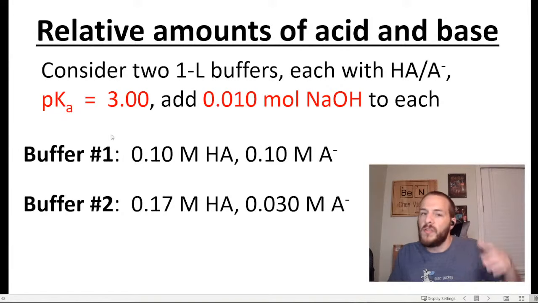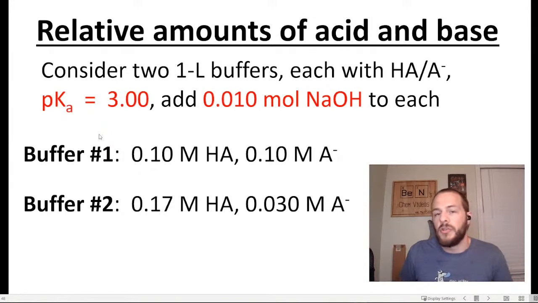Remember, pKa is just the negative log of Ka, Ka of course being the acid dissociation constant, the equilibrium constant associated with that acid reacting with water. Let's say that pKa is 3.00, and let's say that we add 0.010 moles of sodium hydroxide to each of these 1 liter buffers. Now, what's different about them?